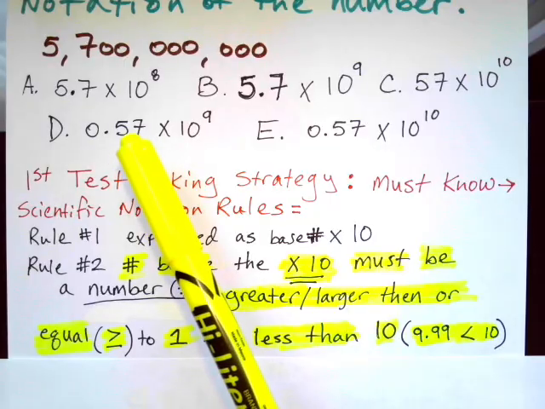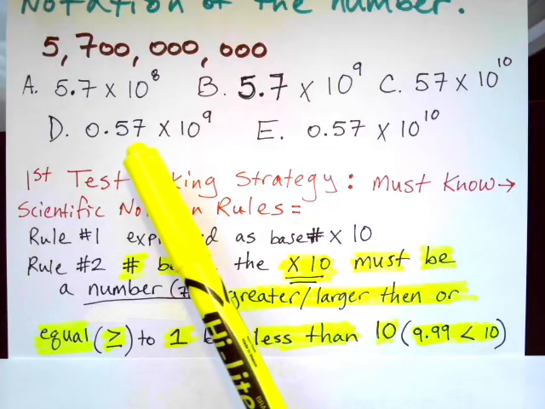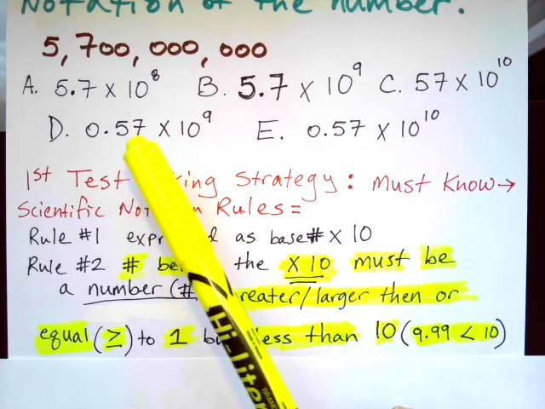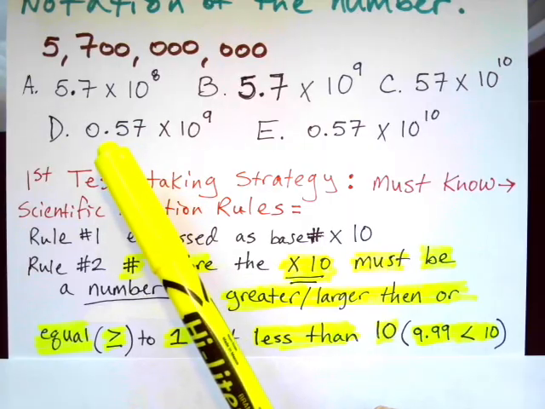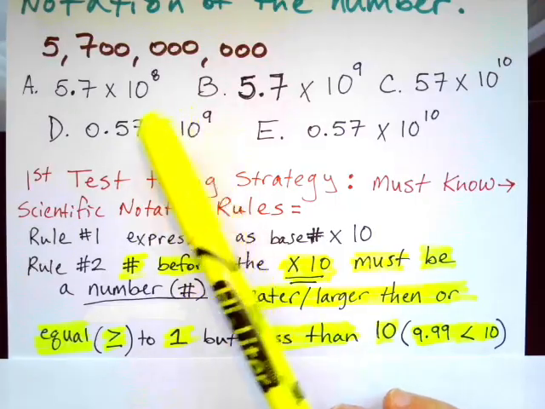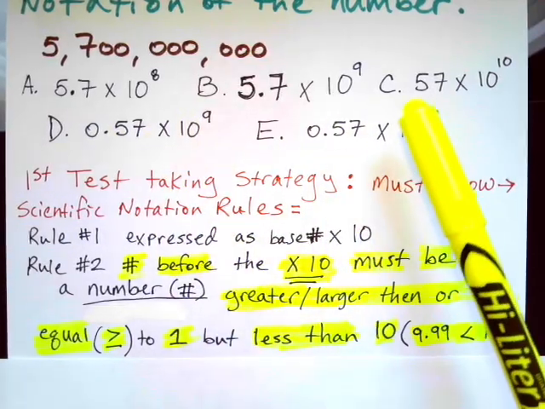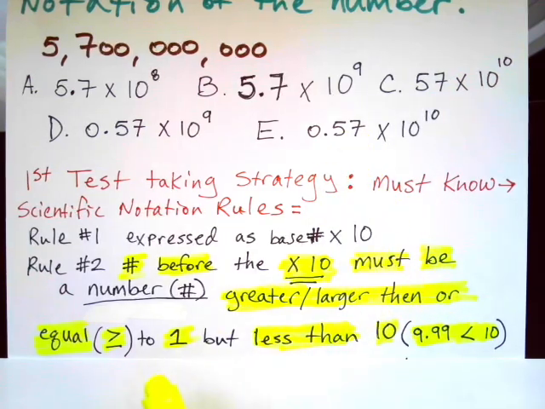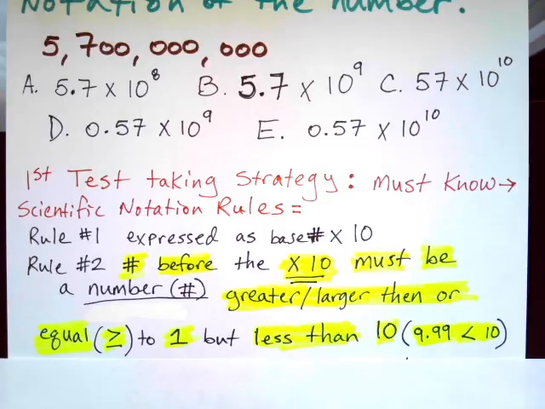0.57. Is that 1 or larger? No, 0.57 is smaller. That's like 57%, right? That's smaller than the value of 1. It's almost half, right? So that's smaller than 1. It doesn't fit the rule. Cross off D. 0.57 again. Cross off E. It doesn't quite make it to that rule where it's got to be at least 1, and between 1 and 9.99. It cannot be 10 or larger. So C, D, and E, eliminate them.